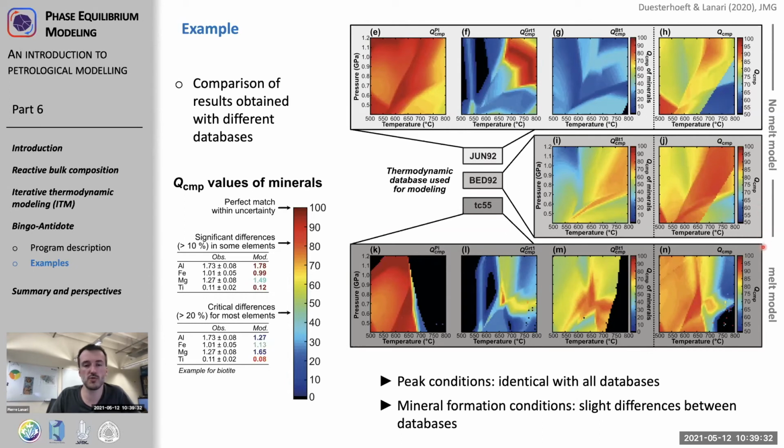Of course, we don't have a melt model in the Berman database, so we can just run exactly the same exercise with the Holland and Powell database and the melt model. And in this case, we obtain a pretty good match for plagioclase, garnet, and biotite compositions at PT conditions that are very close to what we estimated with the Berman database. So the peak conditions are identical with any database that you use, but the conditions of the mineral formations will be slightly different for this example.